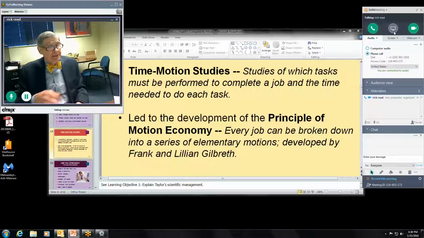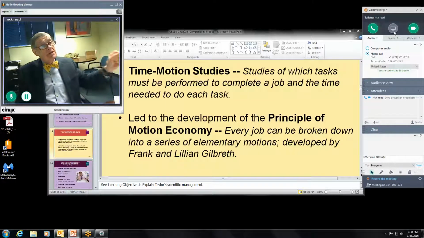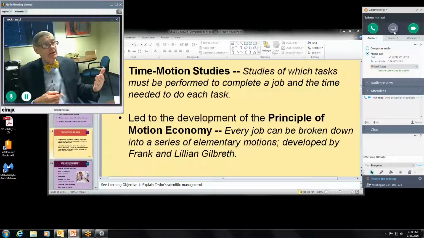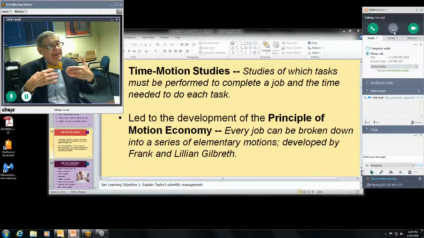Here he talked about time and motion studies, the time it takes to perform a task versus the time needed to perform the task. So the two had to be in sync. And then he developed what was known, as you can see on the slide, as the principle of motion economy. So what he was saying here is that every job can be broken down into its essential steps, and to follow those essential steps, essential motions, and not to do anything more than what is needed.